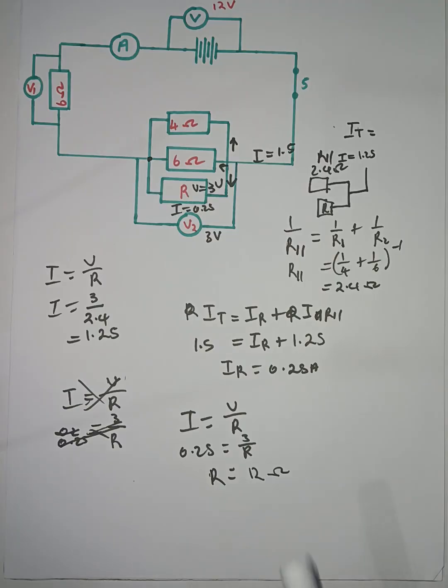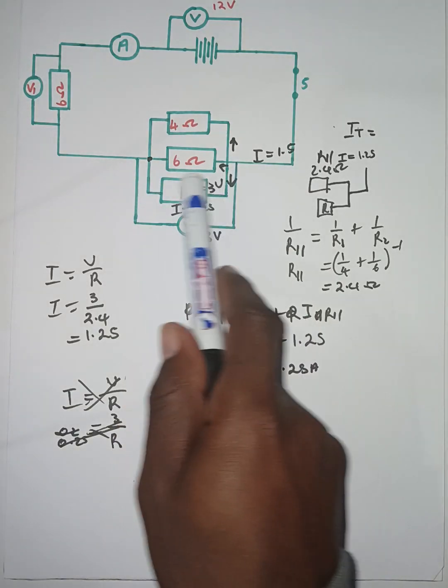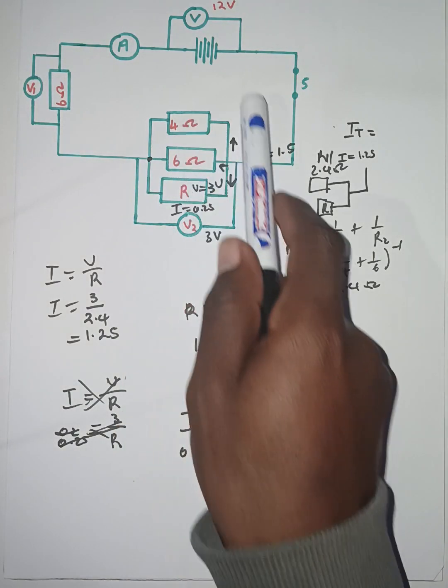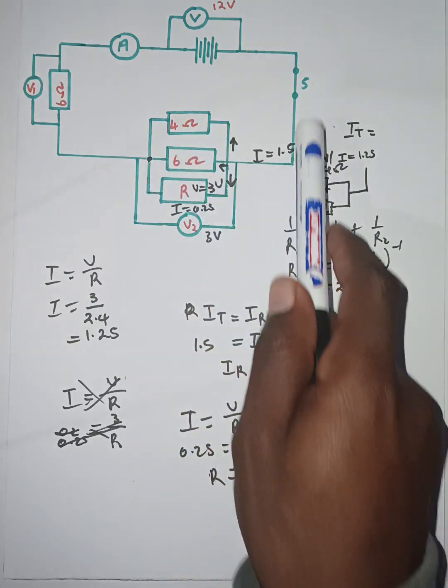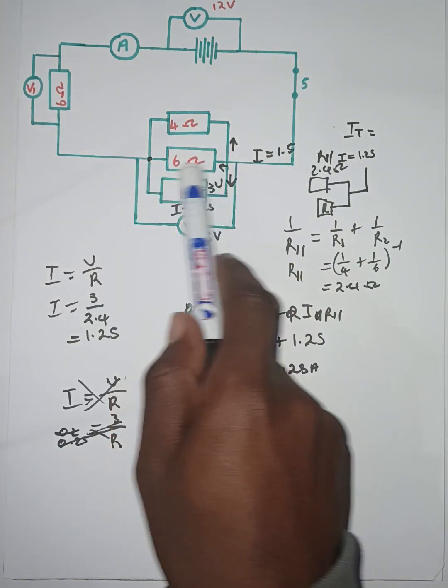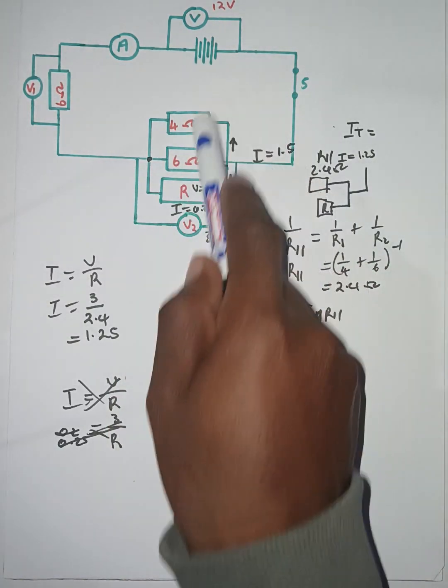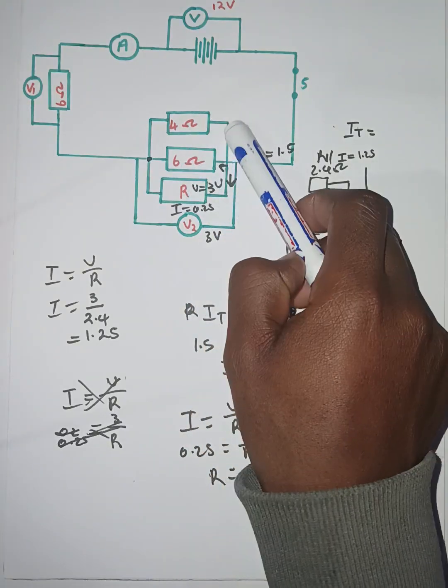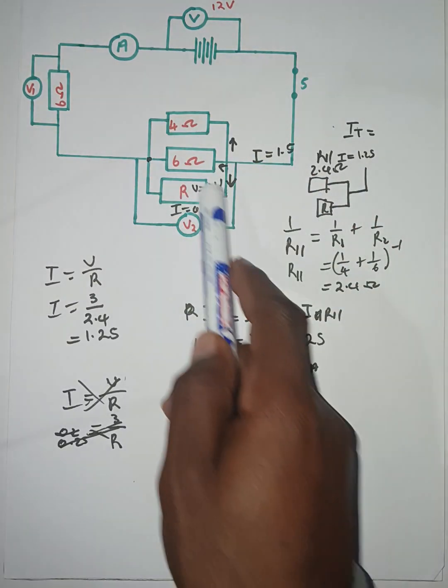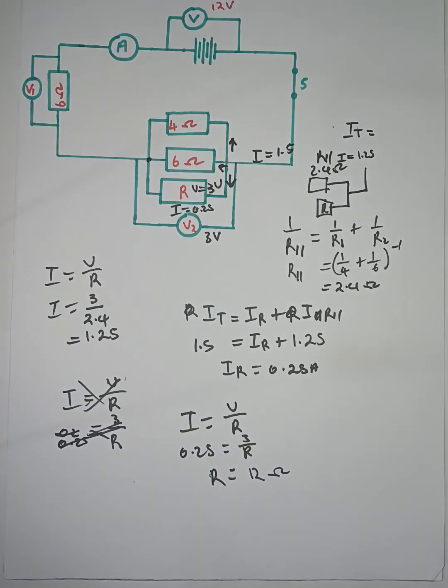So the first thing that you would have done was to calculate the current that is passing through those two. Now, to find the current that is passing through R, you would take the total current, and of course you will subtract the current that is passing through these two, and then you'd get the current that is passing through that unknown resistor there.